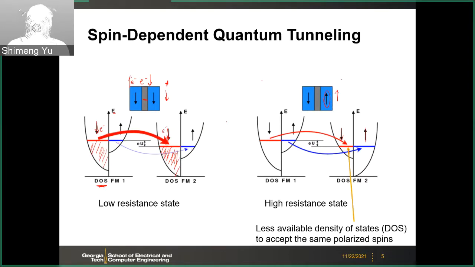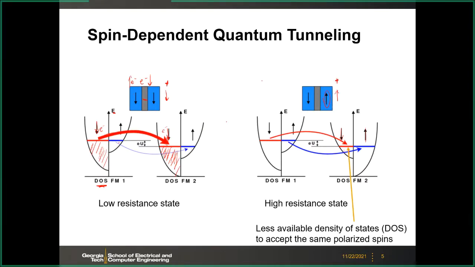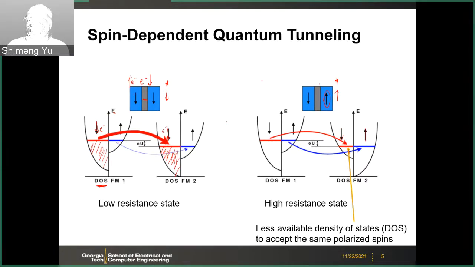And in this case, if you apply the voltage here again, then the electrons will tunnel through, but the tunneling probability will be lower. The reason is that from the left-hand side, you have more spin down electrons, but you have less empty space to accept those spin down electrons. So therefore, the current is lower.